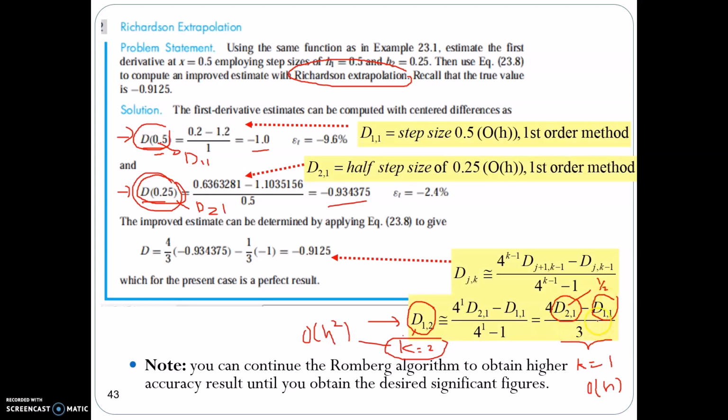After you perform the calculation, then you should obtain this result. Since the example here only requires us to use the Richardson method, this is the finalized result. In actual practice, if you want to further improve this derivative result, then you can further obtain the D0.125, which is half the step size of the previous derivative result here. So you can continue to apply the Romberg algorithm to improve the accuracy.